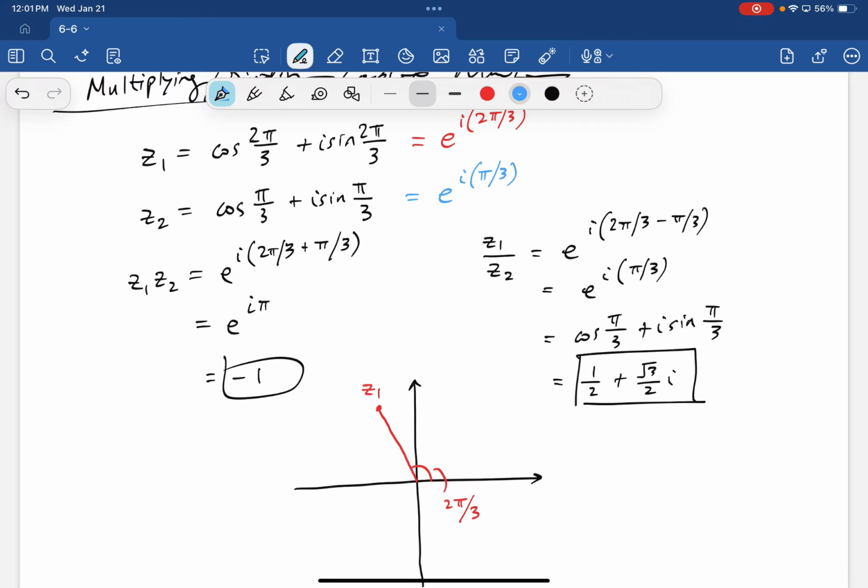Okay. Now, where is z1 z2? z1 z2 is negative 1, or e to the I pi, right? So that's a point with a radius of 1 and an angle of pi, which is why we get negative 1. So that's going to be right here. And this is z1 z2. And now where is z1 divided by z2? That is e to the I times pi over 3. And so that's going to be right here, because that forms an angle of pi over 3. And here we have z1 divided by z2.